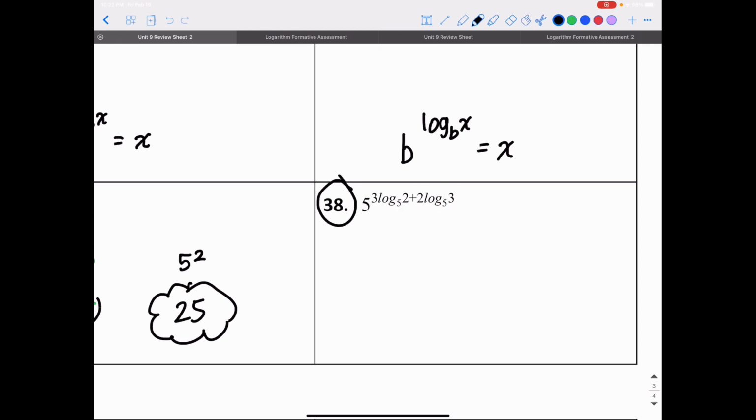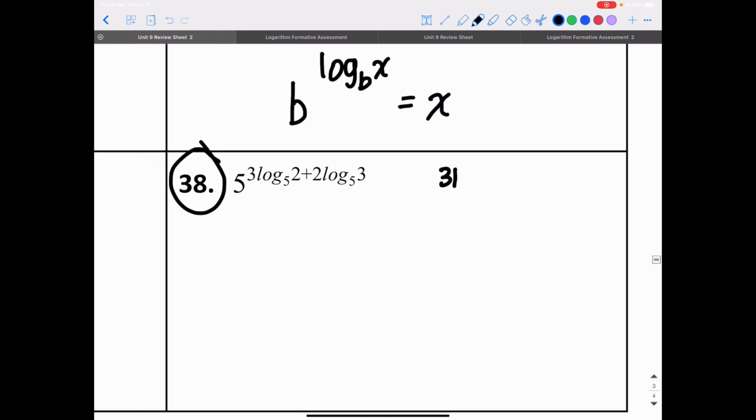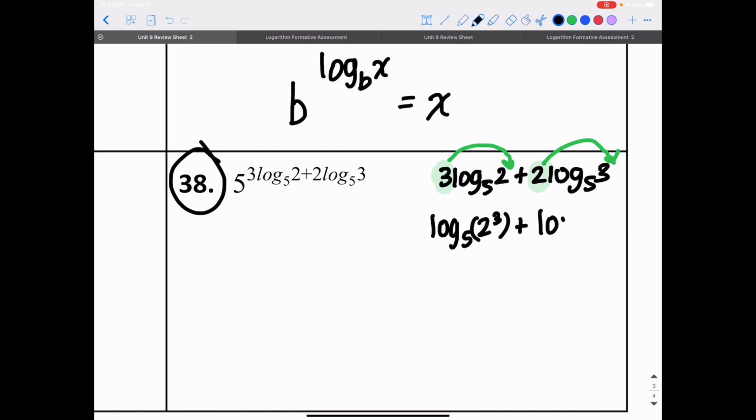Before I can combine them, I'm going to actually do this off to the side. I have 3 log base 5 of 2 plus 2 log base 5 of 3. And first thing I'm going to do is get rid of these coefficients. I'm going to make them exponents instead. I'm going to move them to be exponents of what's inside of the logarithm. That first logarithm is going to become log base 5 of 2 cubed. The second logarithm is going to become log base 5 of 3 to the second power. So I just moved those coefficients to be exponents.